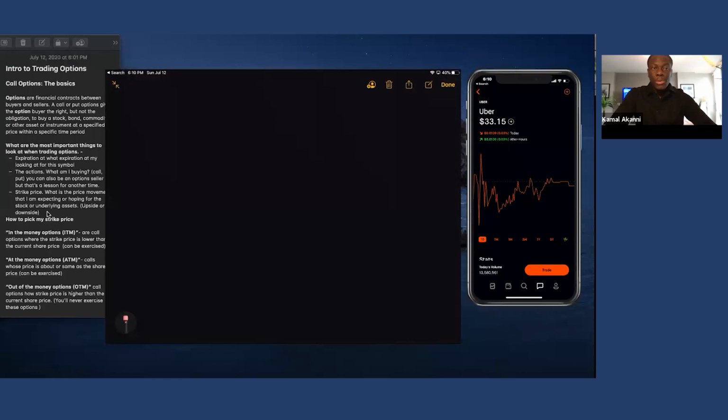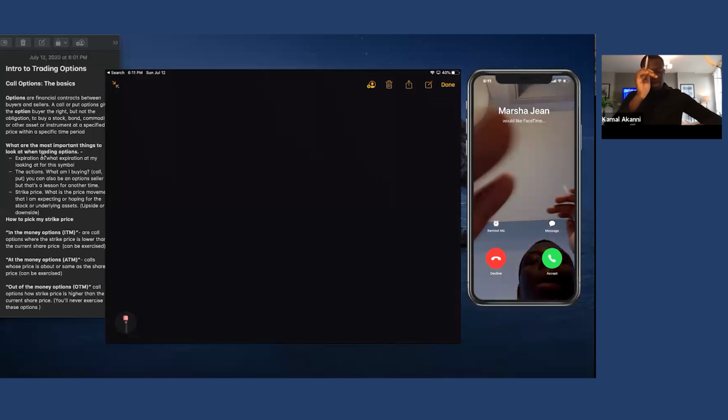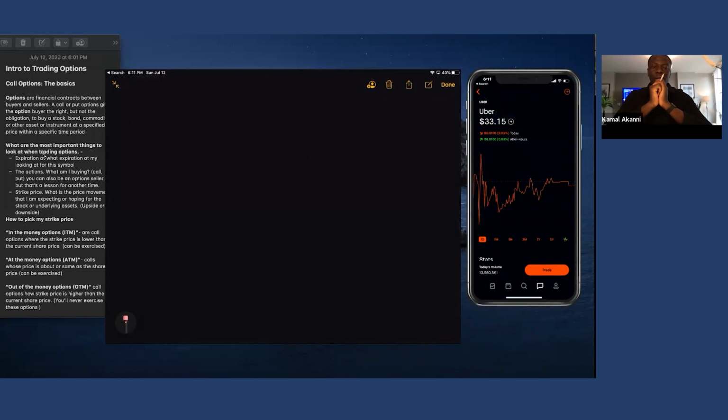So what are options? Essentially, an option is just a financial contract between a buyer and a seller. As a buyer, you're making an agreement to purchase a contract from a seller. Both the seller and the buyer come to the table and they decide on a price.